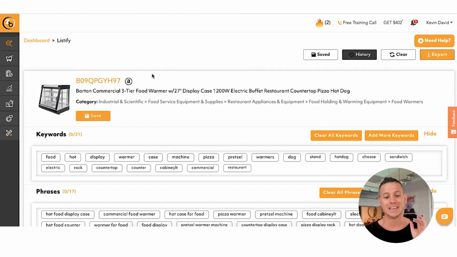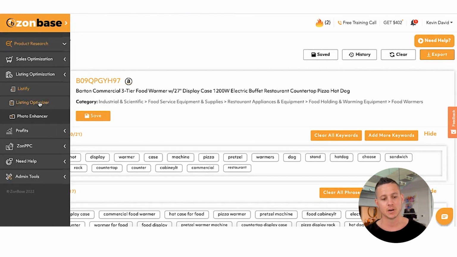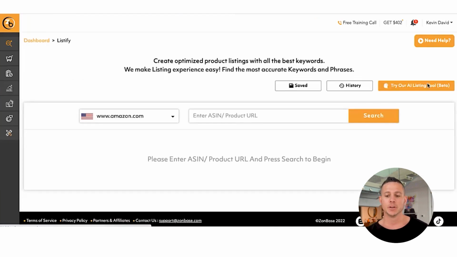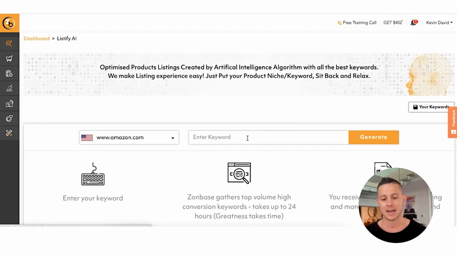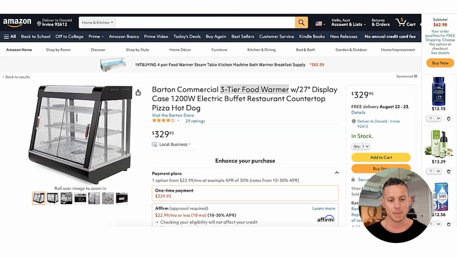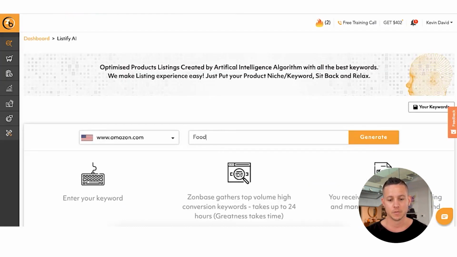Now, if you want to do it even easier than that, what we can do is come over to here where it says Listify one more time, click this, and then what we're going to do is try our listing artificial intelligence beta tool, right? Now, this tool still is in beta as of right now, but what we would do is actually come back here, and we would actually type in food warmer and click generate.